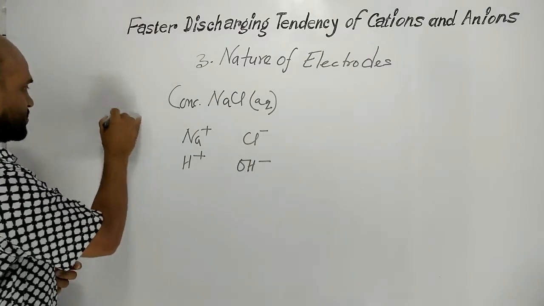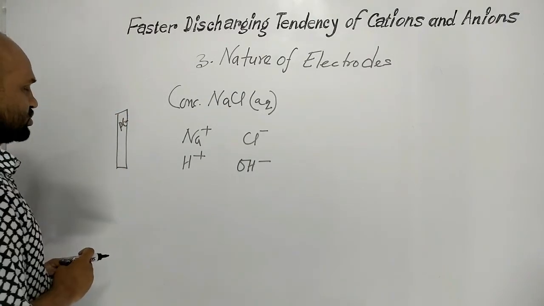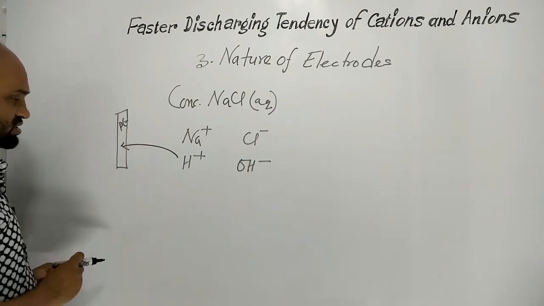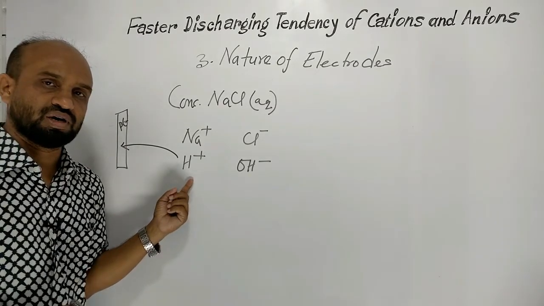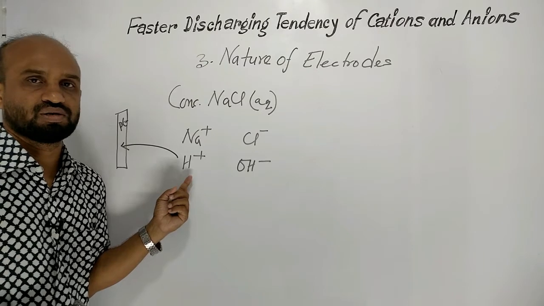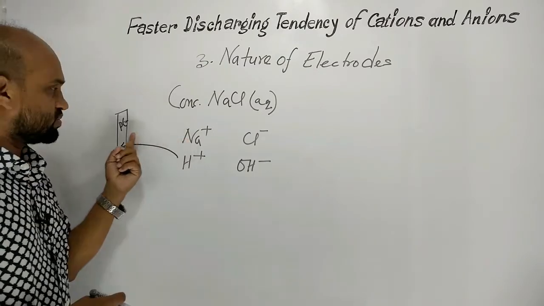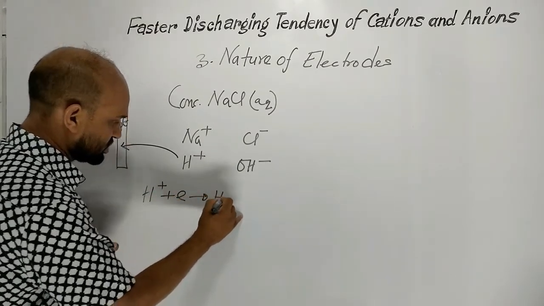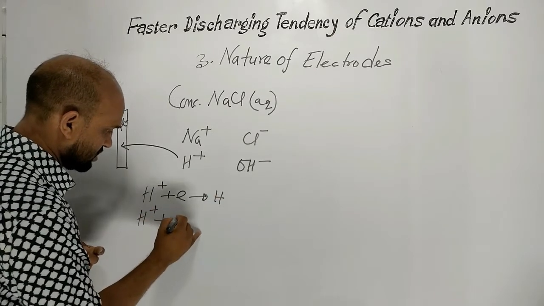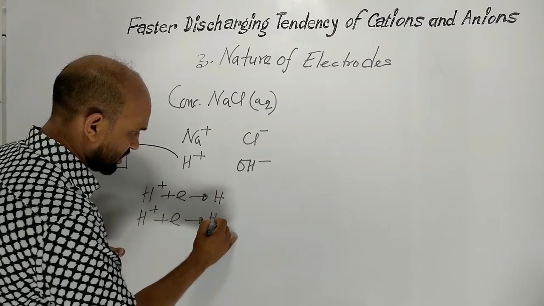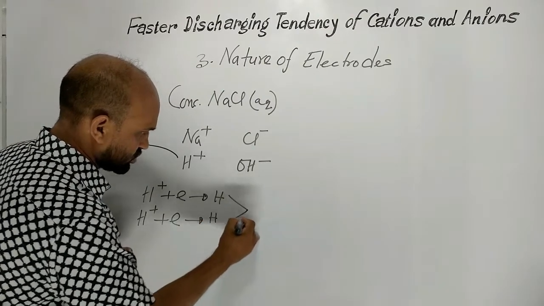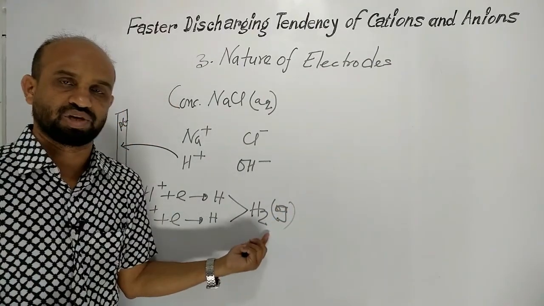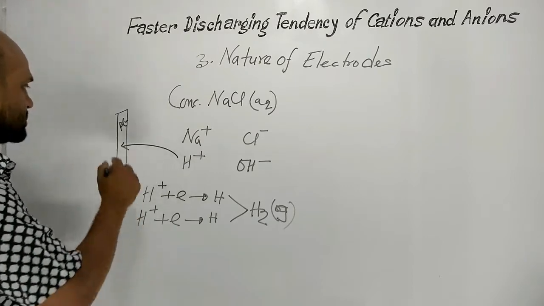When platinum is used as cathode, then hydrogen ion will be reduced first, because hydrogen ion belongs to the lower position than sodium ion. In case of platinum electrode, hydrogen ion will be reduced first to form hydrogen atom. Another hydrogen ion will receive electron and form another hydrogen atom. These two hydrogen atoms form hydrogen gas molecule.